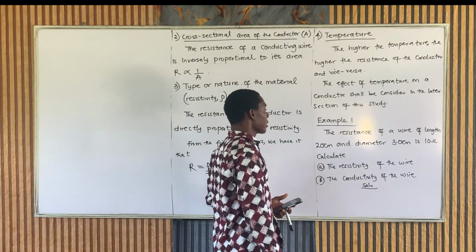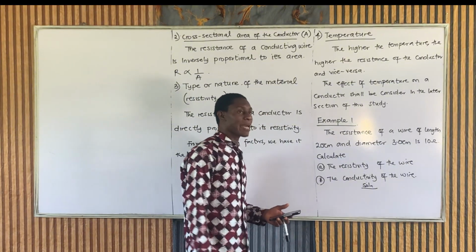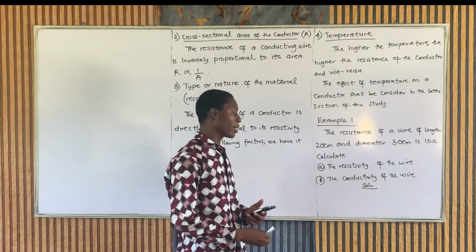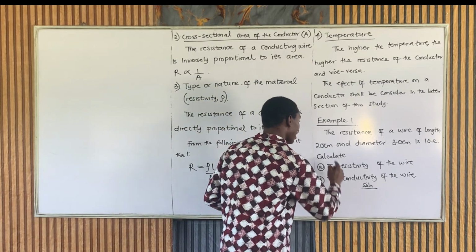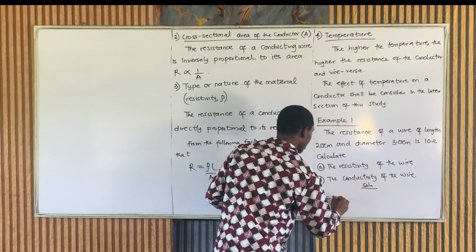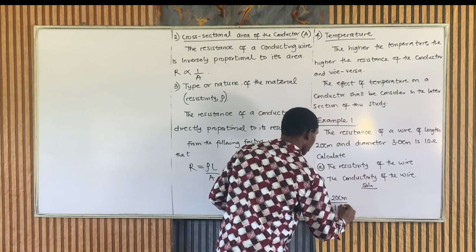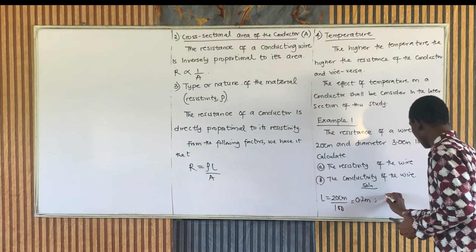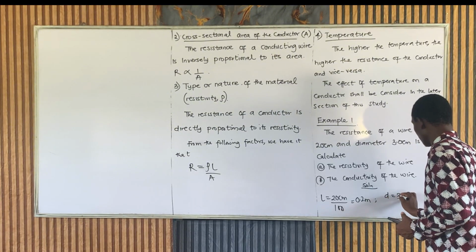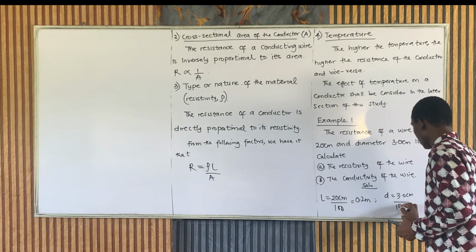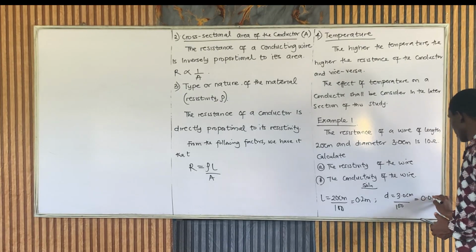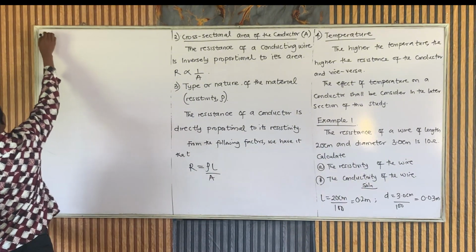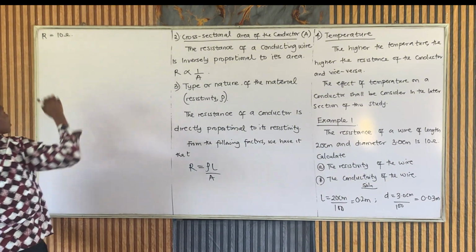Example 1. The resistance of a wire of length 20 cm and diameter 3.0 cm is 10 ohms. Calculate A, the resistivity of the wire, B, the conductivity of the wire. So let's take this question now. First of all, we are given the length of the wire. The length is 20 cm, so divided by 100, this will become 0.2 meter. Again, we are given the diameter 3.0 cm, so divided by 100 now, that gives us 0.03 meters. And lastly, we are given the resistance to be 10 ohms.